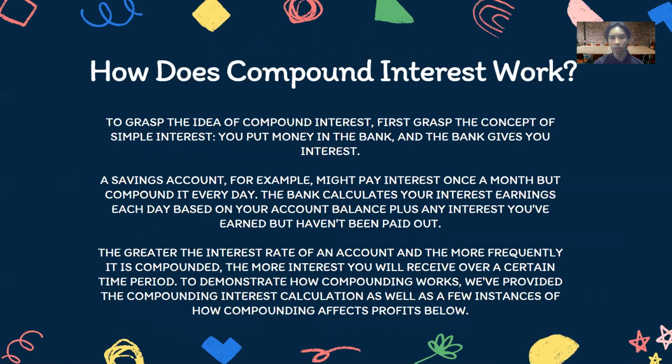Next, how does compound interest work? To grasp the idea of compound interest, first grasp the concept of simple interest. You put money in the bank and the bank gives you interest. A savings account, for example, might pay interest once a month, but compound it every day. The bank calculates your interest earnings each day based on your account balance plus any interest you have earned but haven't been paid out. The greater the interest rate of an account and the more frequently it is compounded, the more interest you will receive over a certain time period.